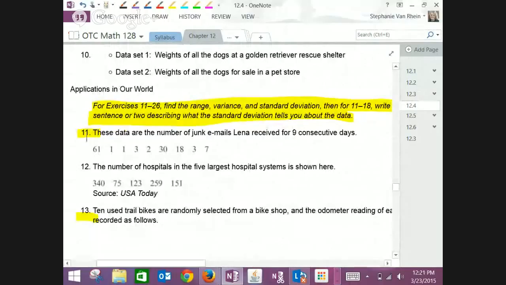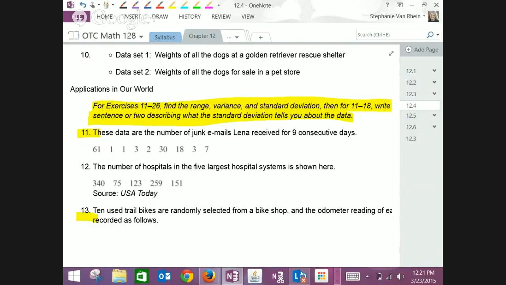So here, you can kind of look at this and look at the range. What is the range? 60. Yeah. So we have some low scores. We have this one high score, the 61. So that's going to affect our range a lot, but it's not going to do too much to our standard deviation. It'll play a role in standard deviation, but it's not going to be too bad.